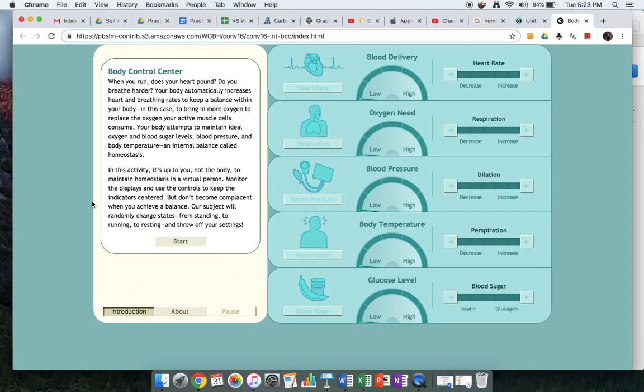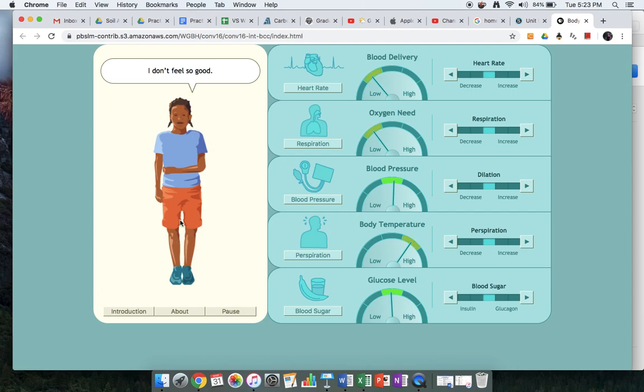So just to show you how this works, here's a simulation. It gives you a little bit of feedback information you can read, and then you're going to start, and you have this person who's not feeling very good. So my heart rate is too low, so I'm going to increase the heart rate. Oh, that's good. But my respiration is way too low. So the increase, that's not helping, so let's try the other way. Okay, that's better. Now blood pressure is a little bit too high. Oh, I have to increase the dilation.